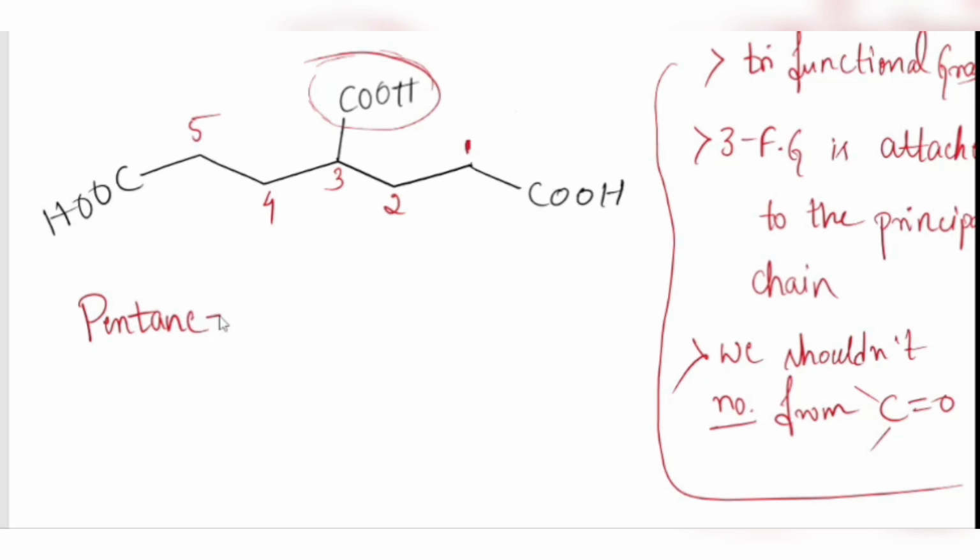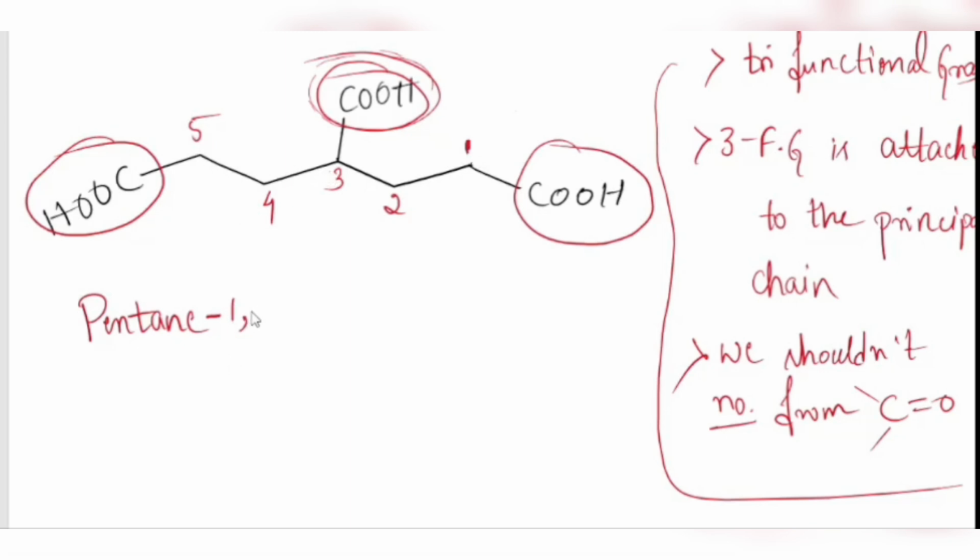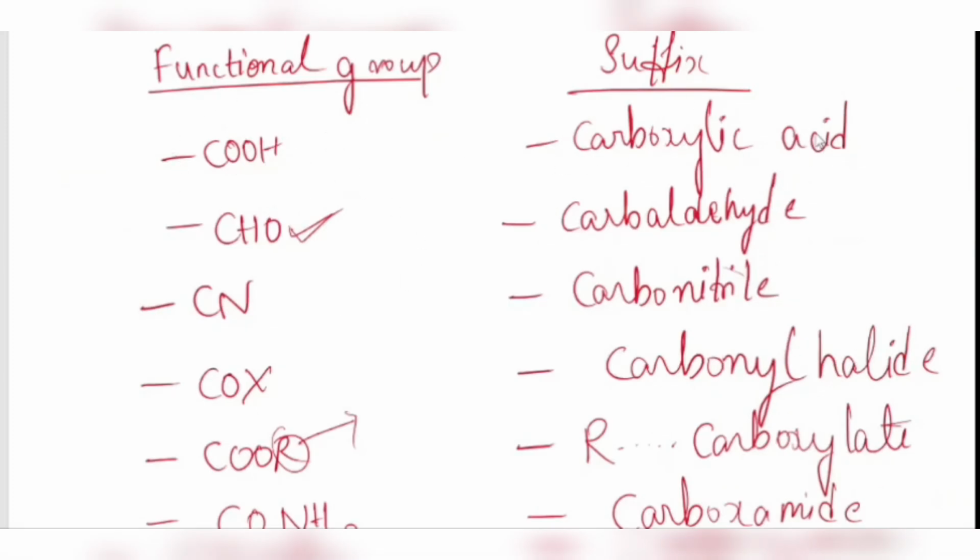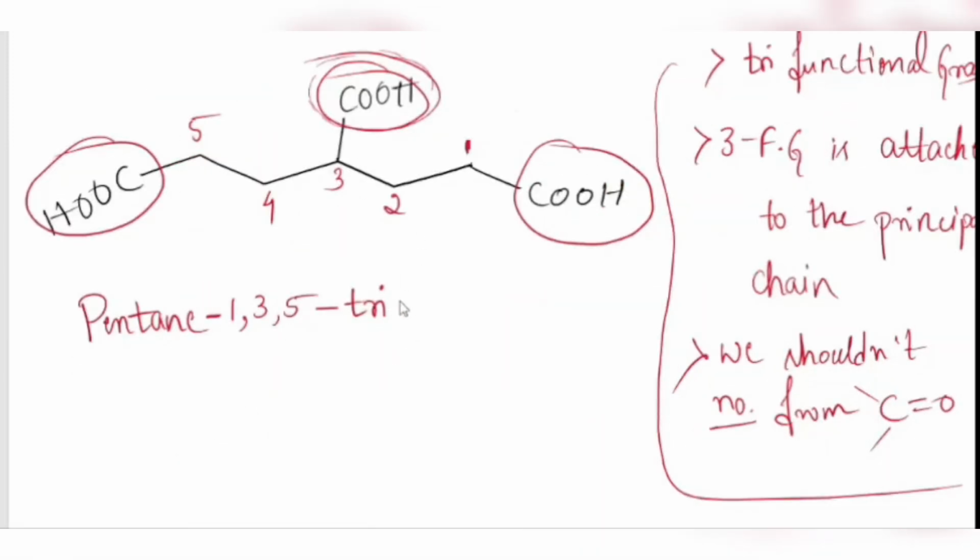Pentane. Again, I have to separate from hyphen. What are the locants of these 3 functional groups? 1, 2, and 3. Correct. In this case, we saw that 1, 3, and 5 are the locants. 1, comma 3, comma 5. There are 3 functional groups. That's why I have to write it as tri. What is the suffix? We saw that for carboxylic acid, it is carboxylic acid only. That's why here tricarboxylic acid. This is the IUPAC nomenclature for this particular compound.